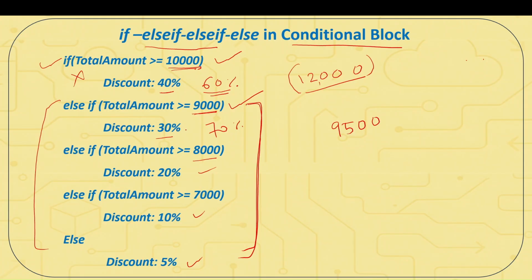If second is true, action will be taken. Don't check the remaining three. That's my requirement. How to implement this in the IP?